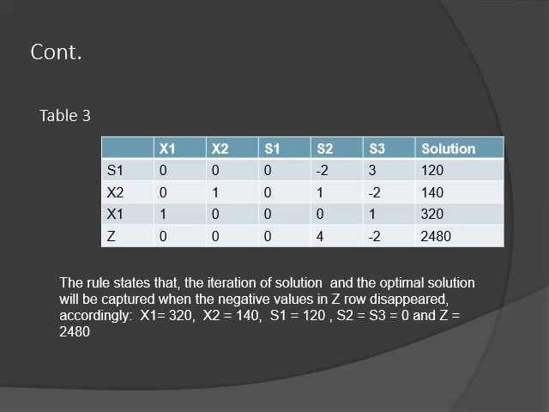So look at the table as a whole and see the value of S1 equals 120. Look at the last column of solution: X2 equals 140, X1 equals 320, and Z equals 2480. But this is not the last station.